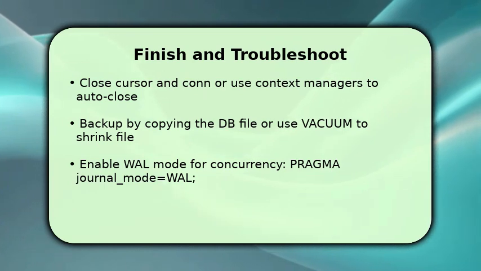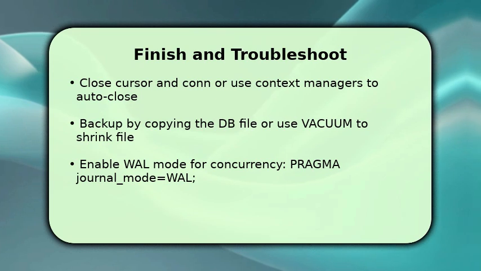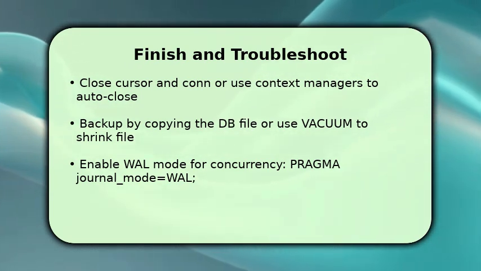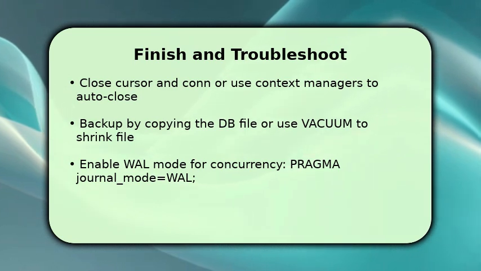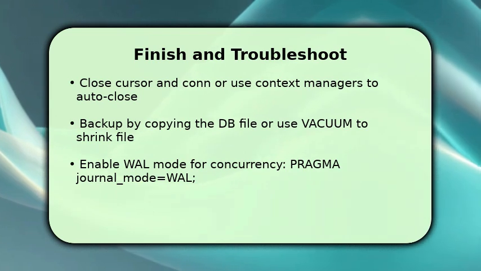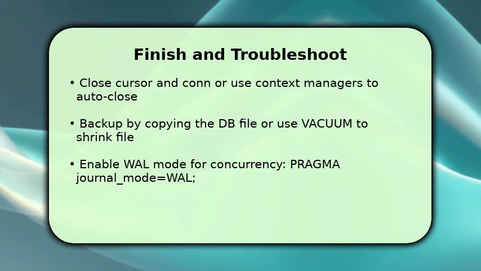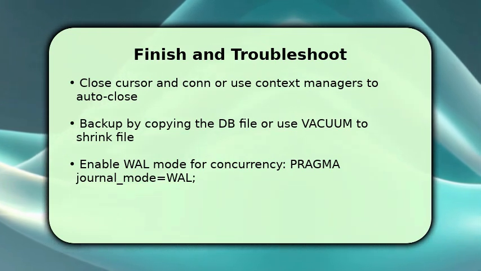For deployment, consider enabling WAL for better concurrency and run VACUUM occasionally to reclaim space. Make periodic file backups by copying the DB file while the database is not being written. Troubleshooting tip: if you see locked database errors, ensure no uncommitted transactions remain and switch to WAL or increase timeout. Releasing lingering connections usually fixes lock contention quickly.